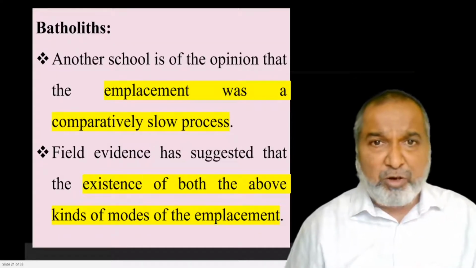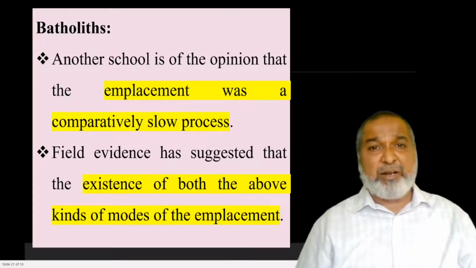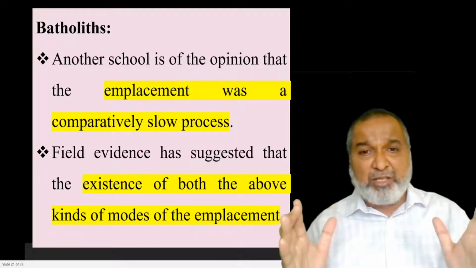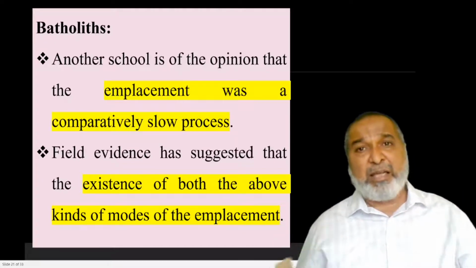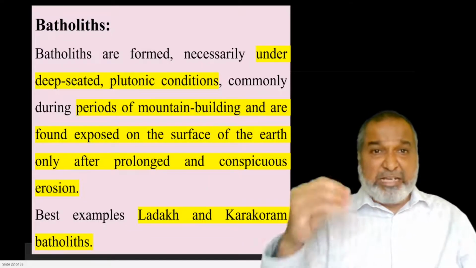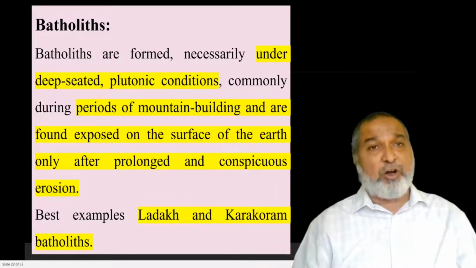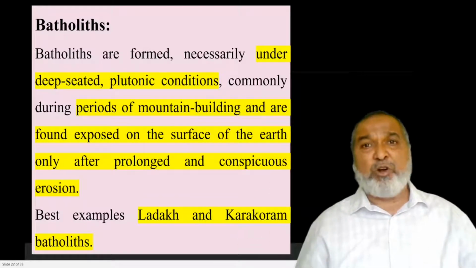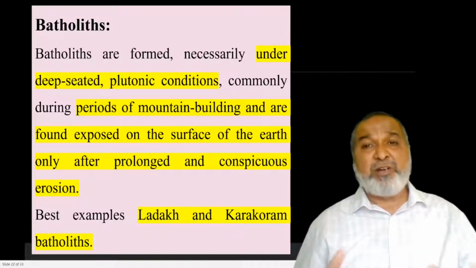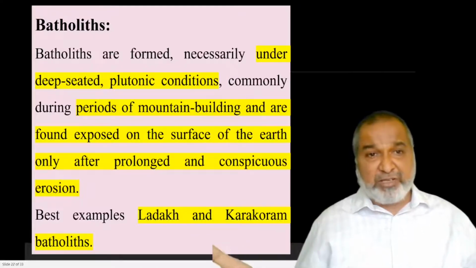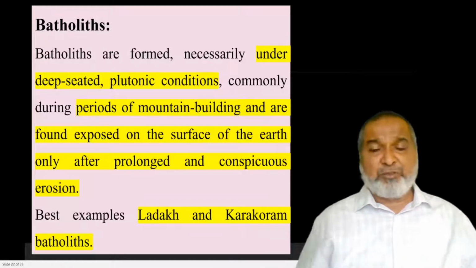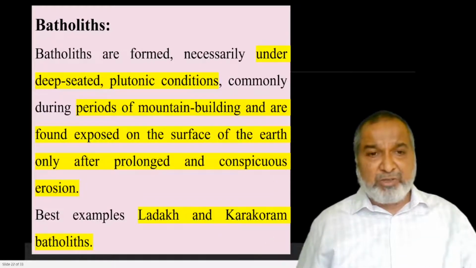Batholith: another school of thought is that emplacement was a comparatively slow process. Field evidence suggests the existence of both kinds of modes of emplacement. Under deep-seated plutonic conditions, they form the batholith. These are the plutonic ones, formed during periods of mountain building, and are found exposed on the surface of the earth only after prolonged erosion. If there is no erosion, the batholith will not be exposed on the surface.